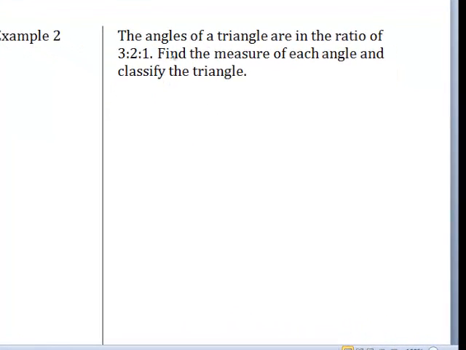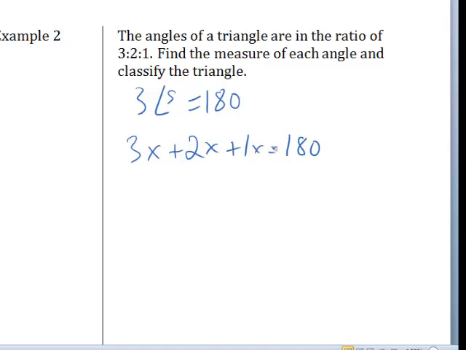I know that all three angles add to 180, so three angles equal 180 degrees. So if the ratio is 3 to 2 to 1, that would mean there's a multiplier for each angle that's going to add them to 180. I don't know what that multiplier is, so I'm just going to call it x. So 3x is the first one, and I can add to it 2x plus 1x. All three angles add up to 180 degrees.